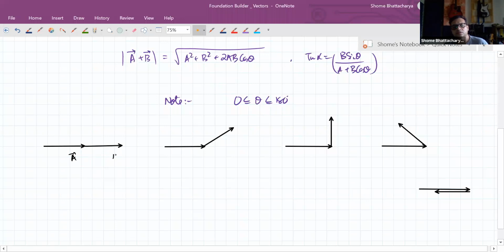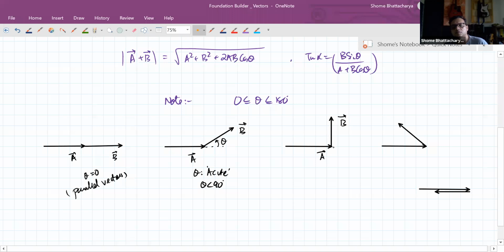Here you can see that the angle between them is 0 because they are parallel vectors. Here you can see the angle between A and B is something less than 90. It's an acute angle. Theta is acute here because theta is less than 90 degrees. In this particular case, you can see that theta is equal to 90 degrees. So they are perpendicular vectors because the angle is equal to 90 degrees.